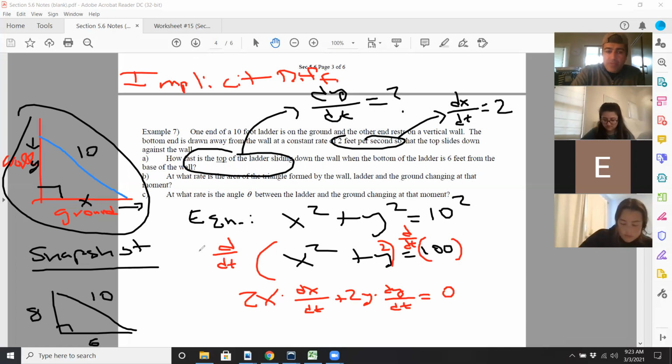Now we do substitution. See, here's the thing. This is where the snapshot comes into play. The snapshot comes into play because x is 6 here and y is 8 here, right? At that moment, you want that, because here's the thing. Well, you could do it for yourself if you want.